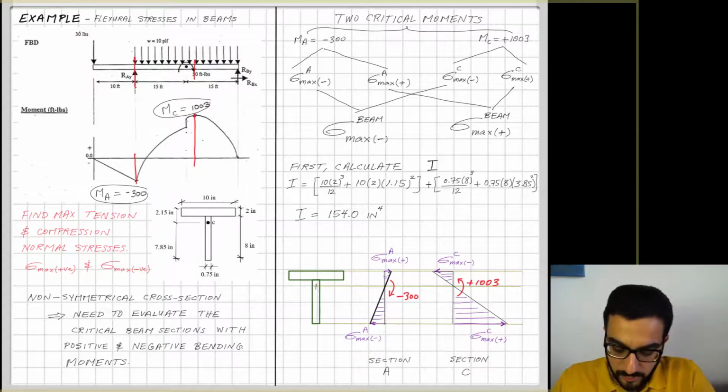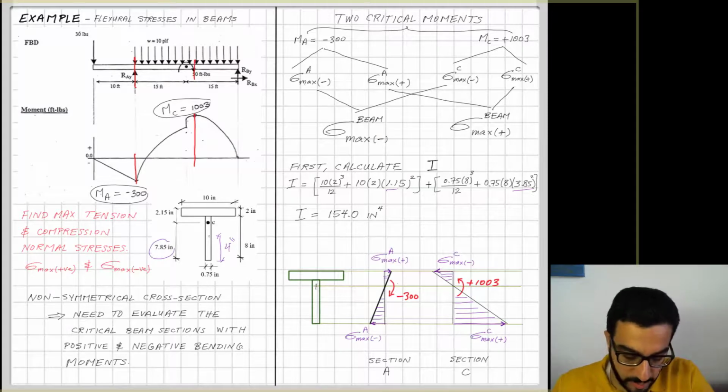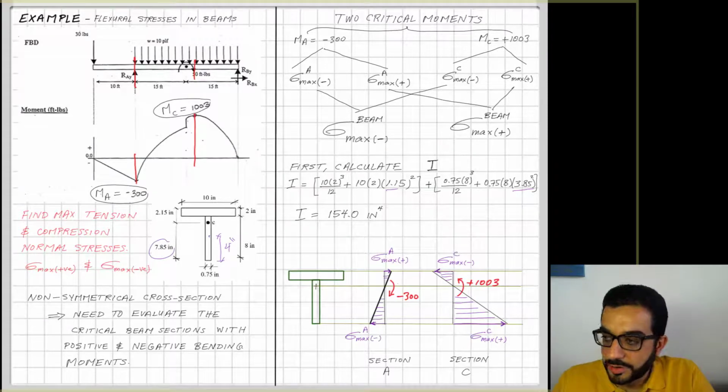So this is 1.15 to the power 2, and then the 3.85 here is the difference between 7.85 inches to the centroid from the bottom, and then there is a 4 inch from here to here, which is the centroid of the web. So we end up with 3.85. And at the end here, I have the moment of inertia is equal to 154 inch to the power 4.